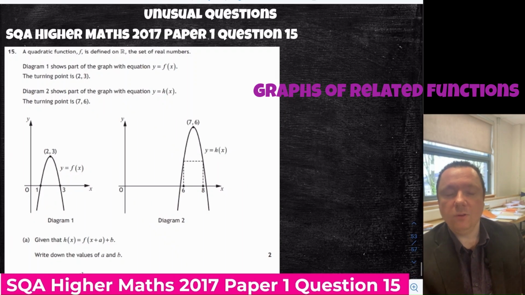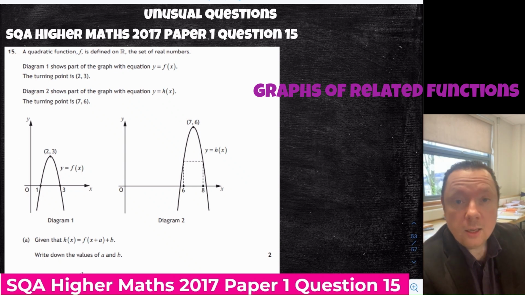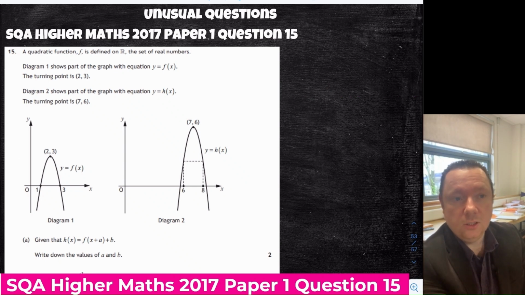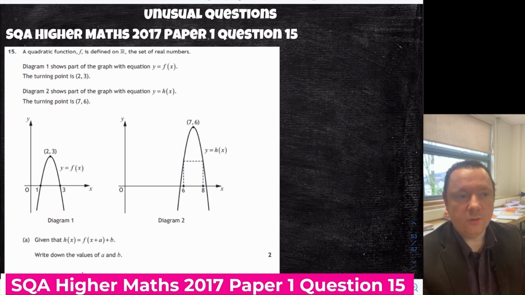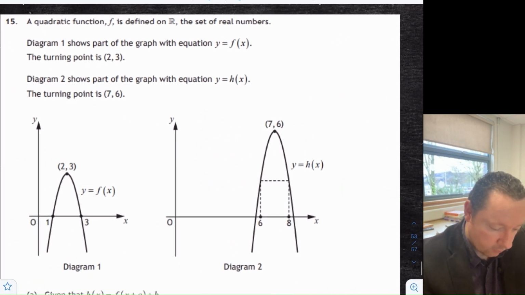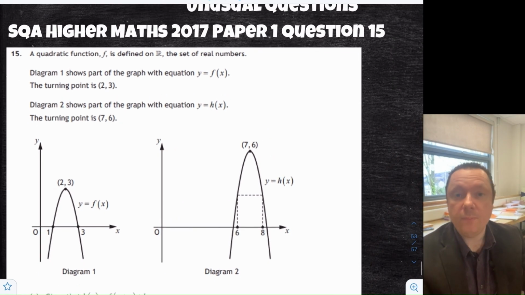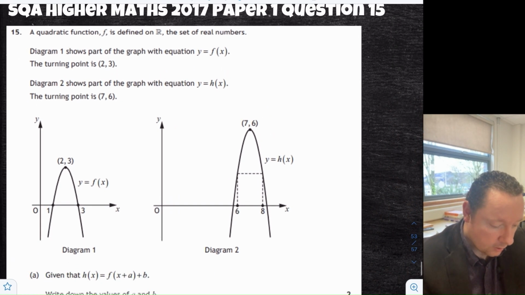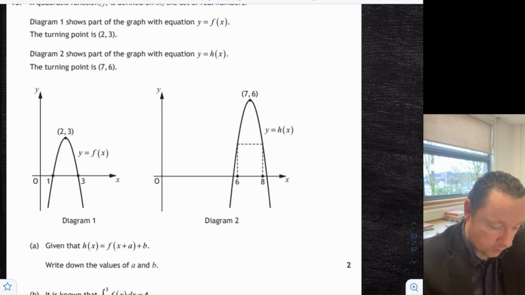We move on to what I would say is unusual differentiation questions. The first one we're going to look at, just stuff that doesn't come up as often, is this one. A quadratic function is defined on a set of real numbers. This was 2017, paper 1, question 15. Diagram 1 shows the graph of y equals f of x with the turning point at (2, 3). And diagram 2 over here shows the graph of h of x and the turning point is now (7, 6).